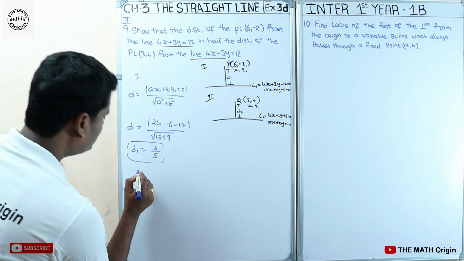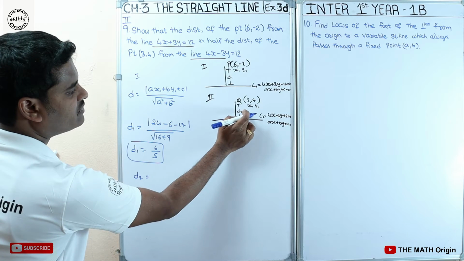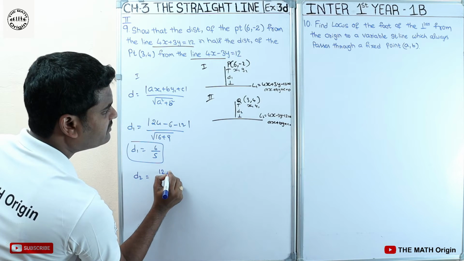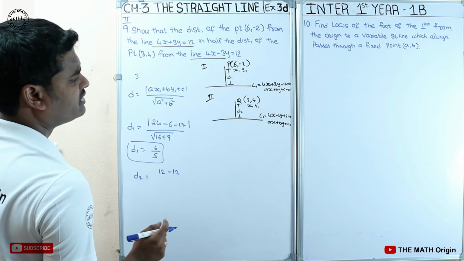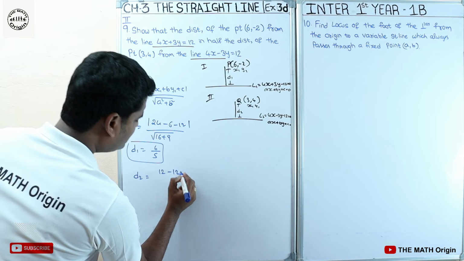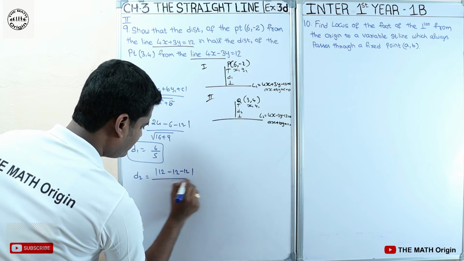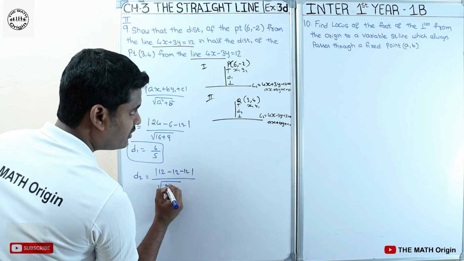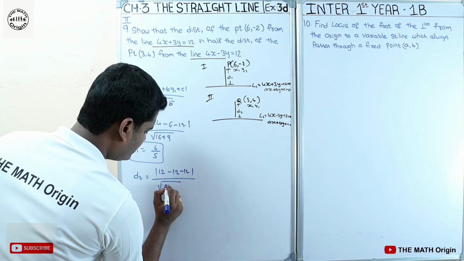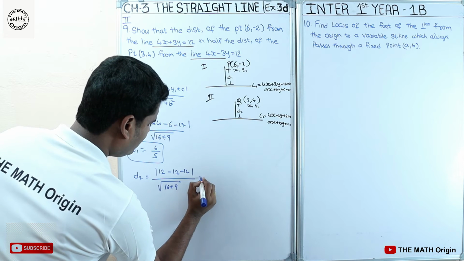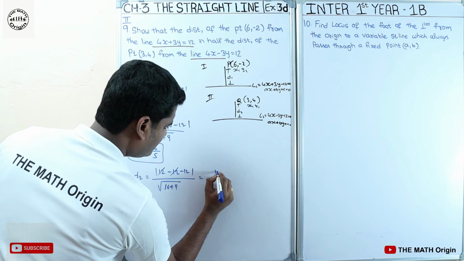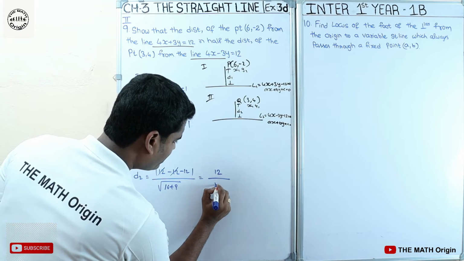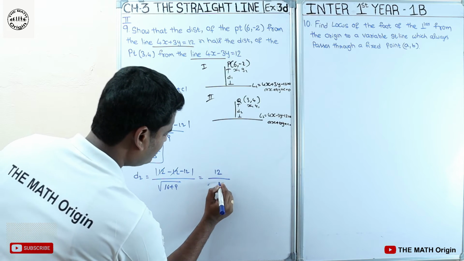Now let's find out d2. d2 is equal to the distance, which is ax1 plus by1 plus c by root of a square plus b square, which is 4 into 3 is 12, minus 12, root of 16 plus 9, which is minus 12 plus 12, which is 12 by, minus 12 with modulus, so it is plus 12 by root 25, which is 5.